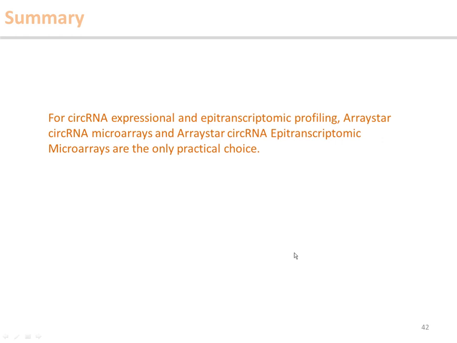To summarize, for circular RNA expressional and epitranscriptomic profiling, ArrayStar circular RNA microarrays and ArrayStar circular RNA epitranscriptomic microarrays are the only practical choice.